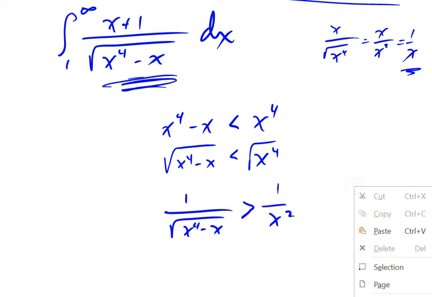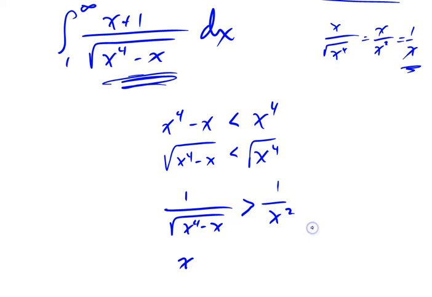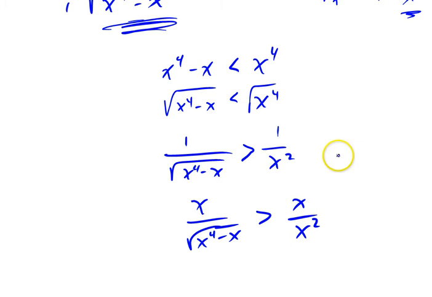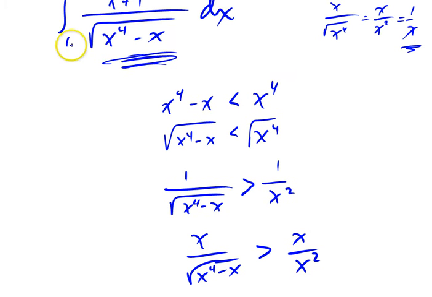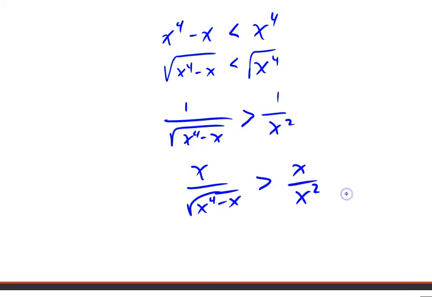I now want to multiply both sides by x plus 1. If I multiply both sides by x plus 1, no, I don't. I want to multiply both sides by x. So I just want to put an x in the numerator here over the square root of x to the 4th minus x. And this is going to be an x over x squared. I claim that that inequality stays the same because I multiply both sides by a positive number, right? x is between 1 and infinity, and so it's positive. So I multiply by a positive number. That's good. This one right here is just equal to 1 over x.